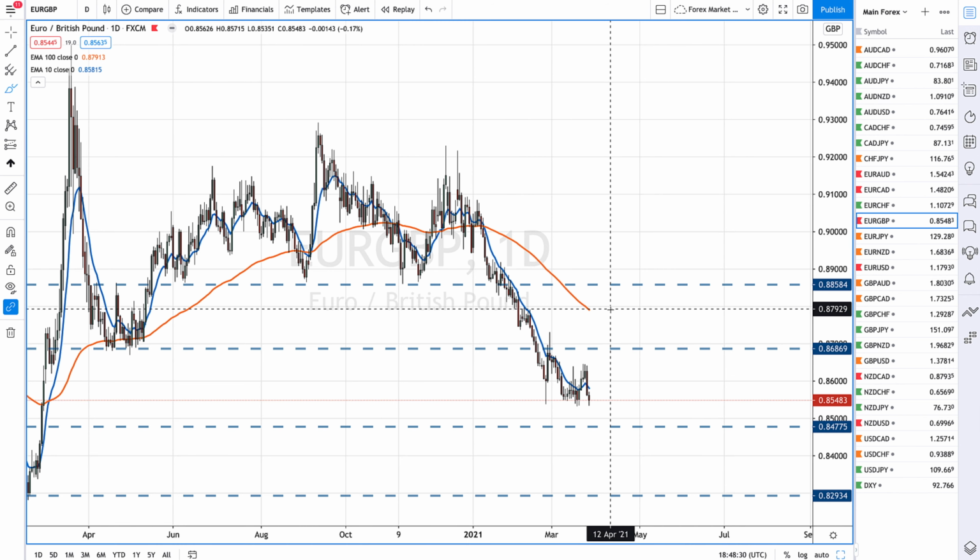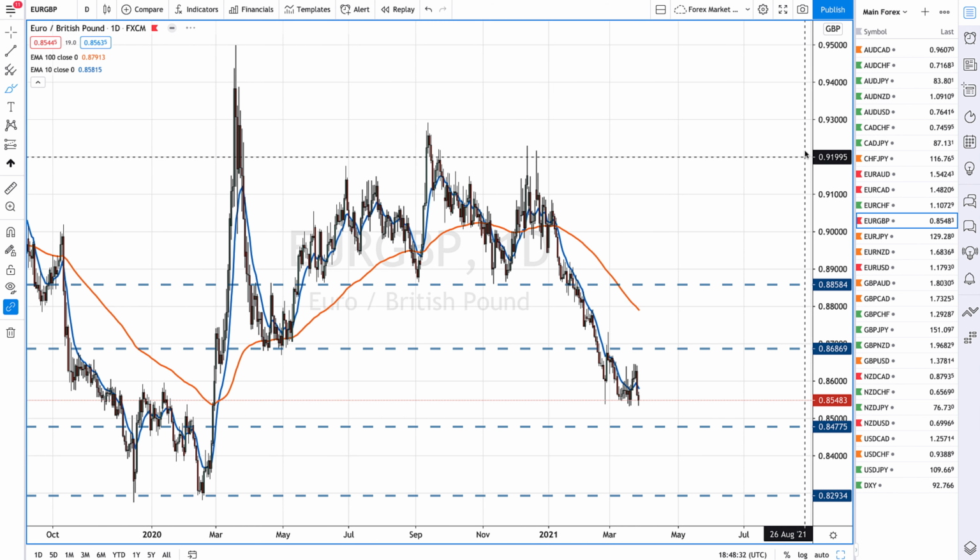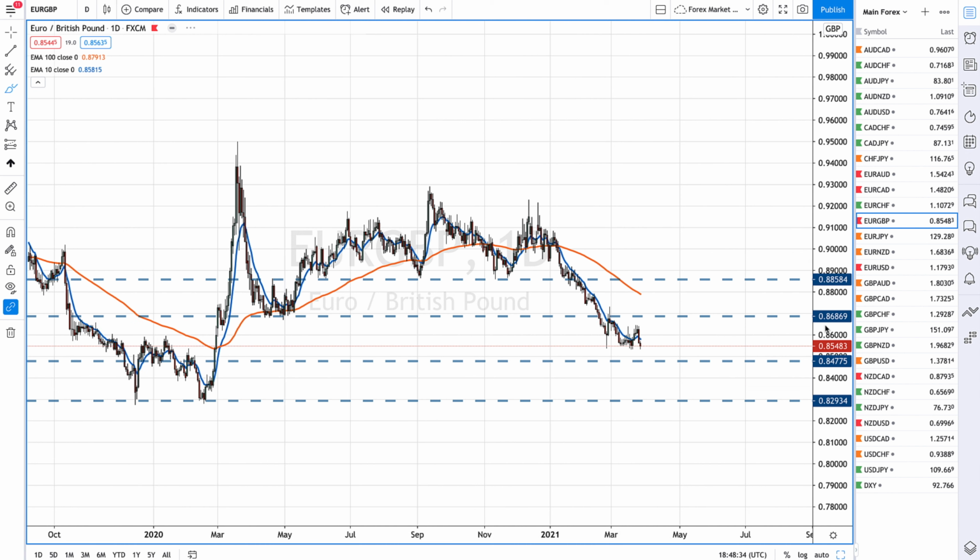Moving to the euro pound. So the euro pound, we are bearish, okay? And this one, again, you can see on the charts here that our bearish view based on the fundamentals is also illustrated by the technicals. So the technicals are very much to the downside. We're below the 10 period moving average. We're below the 100 period moving average.